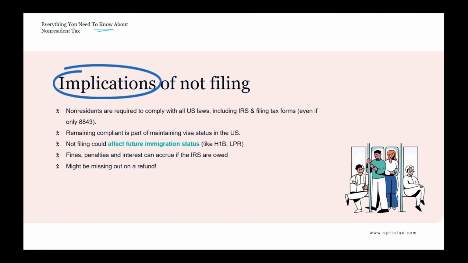A very important slide around some of the implications of not filing. And one that we always want to emphasize is the impact that not filing could have on your future immigration status. There may be some individuals on today's session who are hoping to stay in the US, and you may be looking to apply for a change of status in the future, perhaps to H-1B or an LPR visa. If you're applying for an H-1B or an LPR or any change of status, it's very likely that you may be asked for evidence of tax compliance. And we would hate to see tax being anything that would prevent anyone from staying in the US. So tax compliance is a very important element, and you need to make sure that you are filing a tax return if you trigger a filing requirement. You might also be missing out on a tax refund, and fines, penalties and interest can build up if the IRS is owed money.